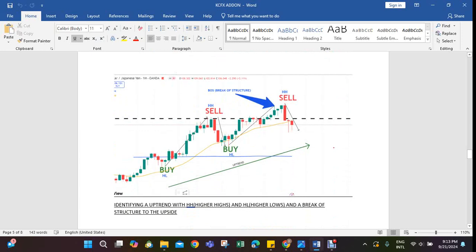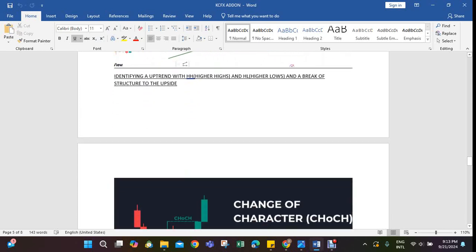Now this goes for the break of structure for the upside as well. You can see it's an uptrend. I drew an arrow and wrote uptrend. You can see we had higher low, higher high, higher low, higher high. The market went up, crossed the dash line to create a new higher high. That gives us a break of structure after it surpassed the previous higher high to create a newer higher high. Now we're moving to the next one.